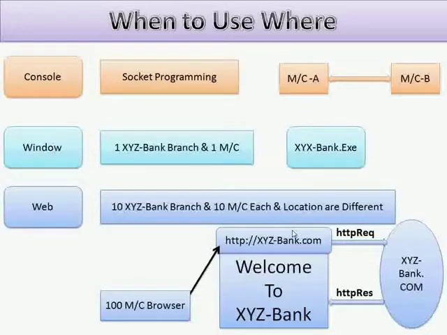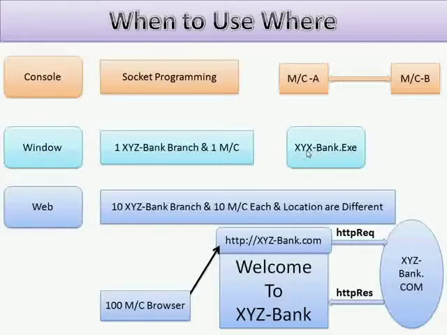Let's start with one example for window based application and web based application. There is one bank called XYZ Bank. They come and say, create one banking software for me. The requirement is like this: a bank having only one branch and one branch having only one PC. So here I go for window based application. I create one software called xyzbank.exe. I install my software on that particular machine and my software running fine. Now my target is also achieved.